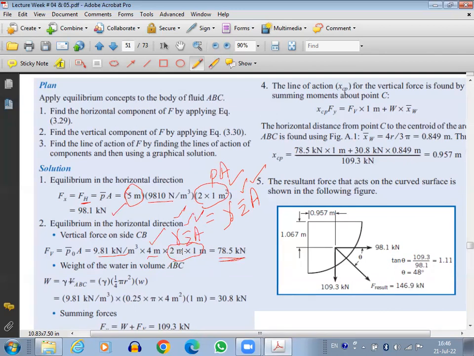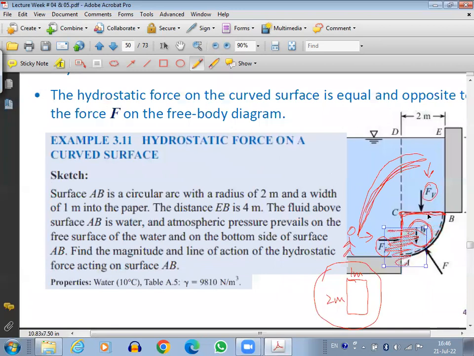But we are still missing something, which is the specific volume of water which we ignored. Now we have to consider that as well. It will be the weight of this water which we are ignoring. Weight is equal to mg, which is equal to density into volume into g, right? Mass is density into volume. Now density into g is gamma, so it's gamma into volume.